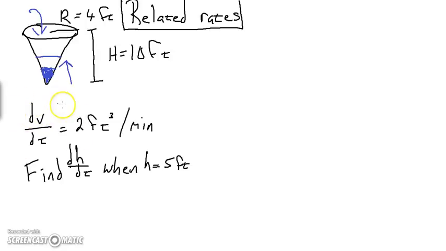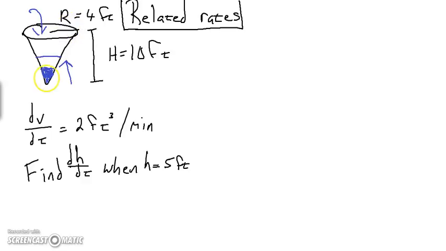So if we remember calculus here, this little d means change. So the change in the volume over the change in the time is equal to 2 feet cubed per minute. The change in the volume, 2 feet cubed, so it's changing by 2 feet cubed, divided by the change in the time, divided by 1 minute. Find dh/dt. Now h I labeled as the height of my cone, and r I labeled as the radius.